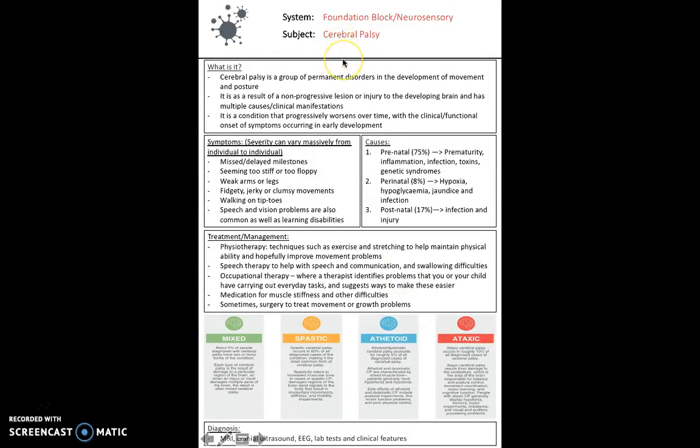Next, it's important to talk about cerebral palsy. Now this is a kind of crossover with neurosensory block, and it'll be discussed more in that system block. However, cerebral palsy is a group of permanent disorders in the development of movement and posture. It is a non-progressive lesion or injury to the developing brain, and it's got multiple causes and clinical manifestations. Although it's a non-progressive lesion which doesn't change, it does progressively get worse over time.